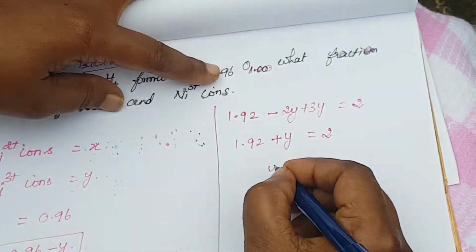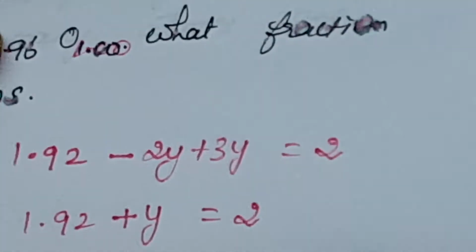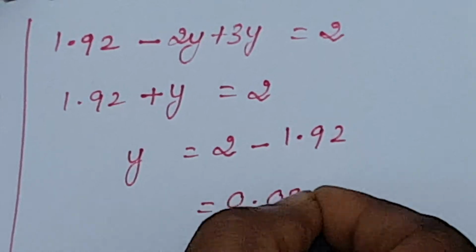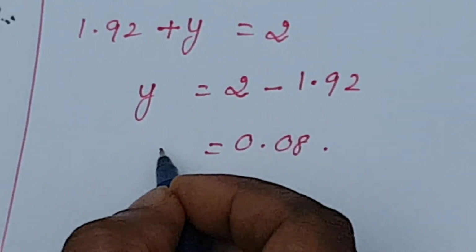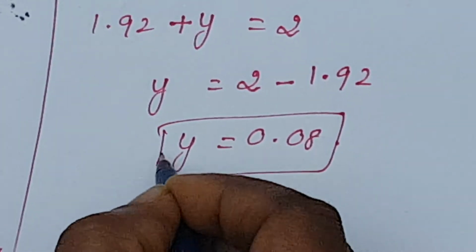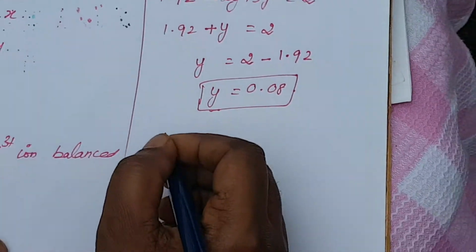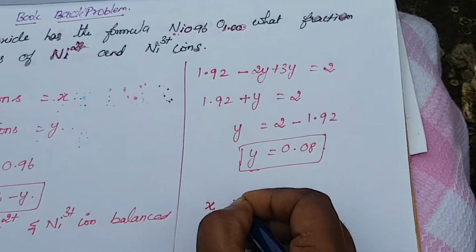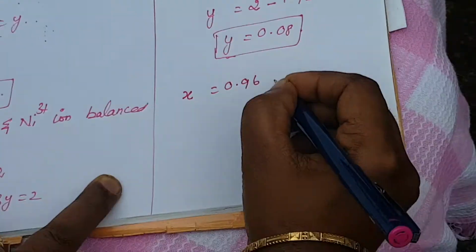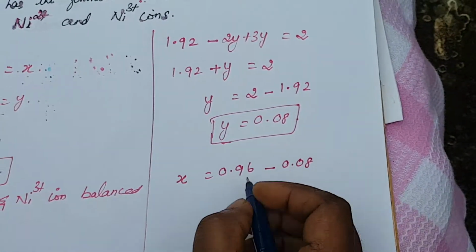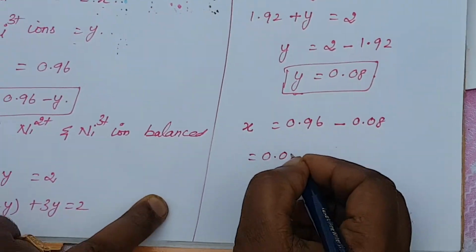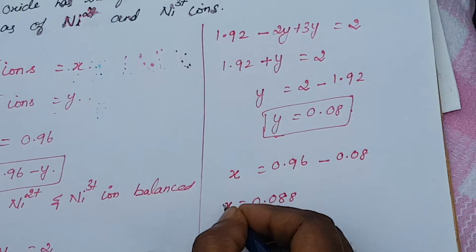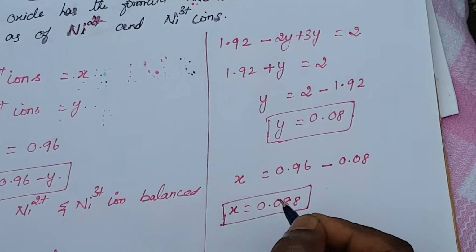So y is equal to 2 minus 1.92. What is the answer? 0.08. This is the y value. We found the y value. Next we are going to find the x value. Substitute the y value in the x equation. So x is equal to 0.96 minus 0.08, which is 0.88. This is the x value, this is the y value.